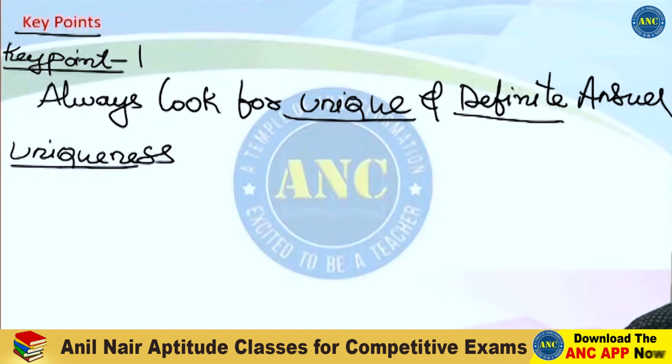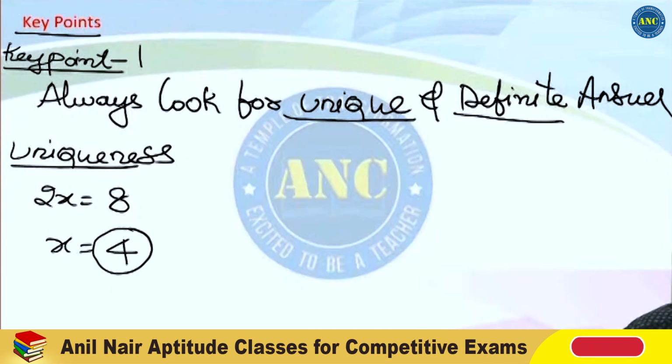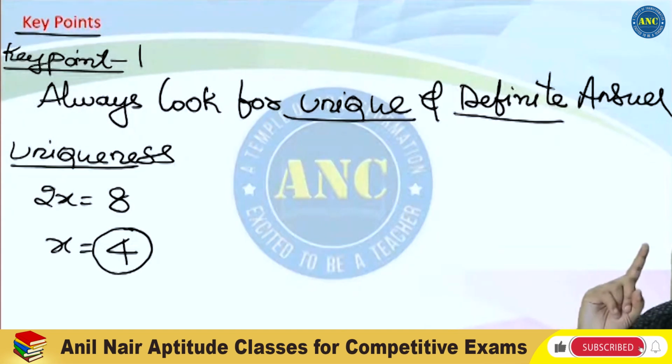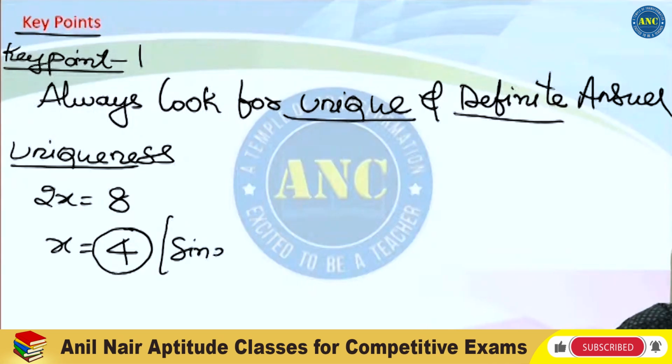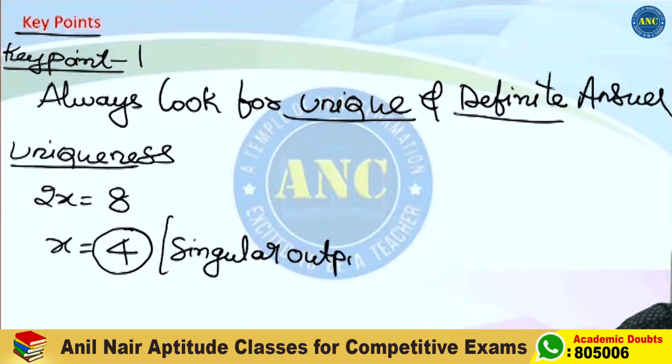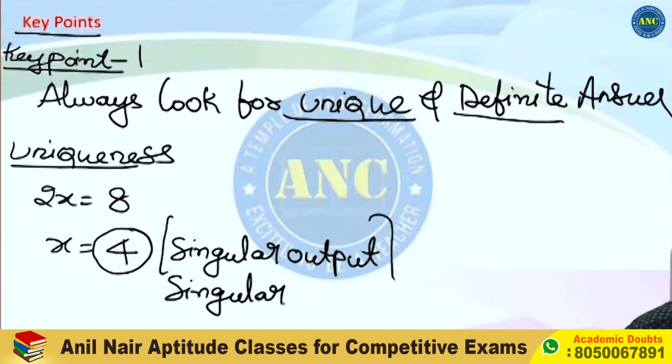Uniqueness. 2x equivalent to 8, x equivalent to 4. 4 is nothing but a singular output, or can I say a unique answer? Unique answer means singular output. The variable should take only one singular value. That is what we call uniqueness.